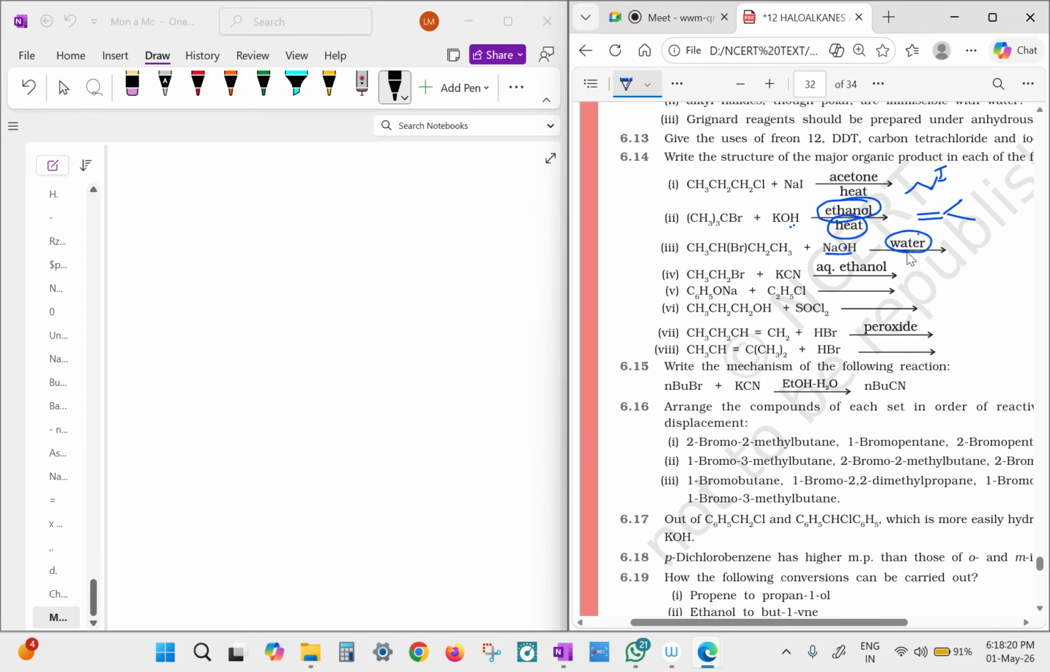NaOH, water. KOH, NaOH, water, anything. What will that combination be?